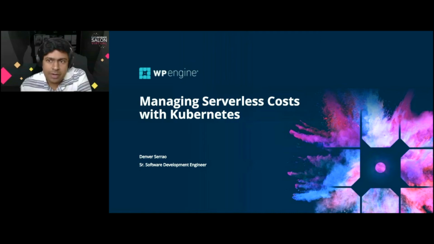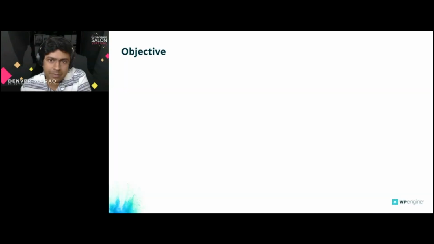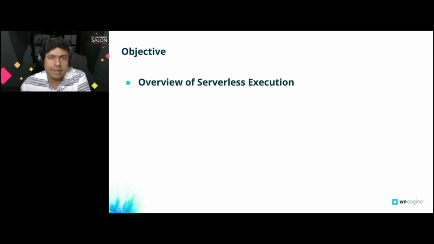My name is Denver Serrao, and I'll be speaking to you today about managing serverless costs with Kubernetes. Serverless is an extremely popular tool to deploy and run workloads in the cloud.